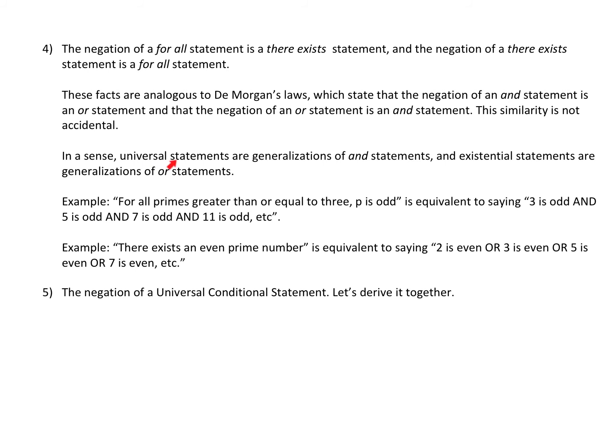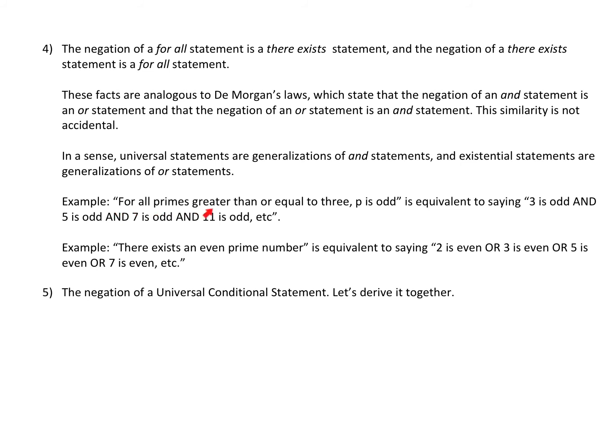In a sense, a universal statement is a generalization of an and statement, right? If it's true for all x's, then it's true for x1 and x2 and x3 and x4, right? And an existential statement is a generalization of an or statement, right? So if you're saying there exists an x that makes something true, then either x1 makes it true, or x2 makes it true, or x3 makes it true.